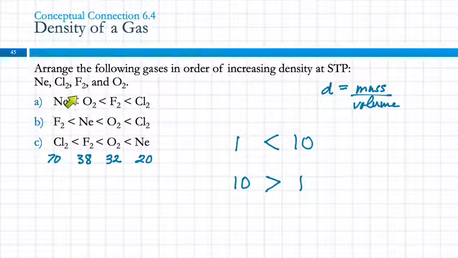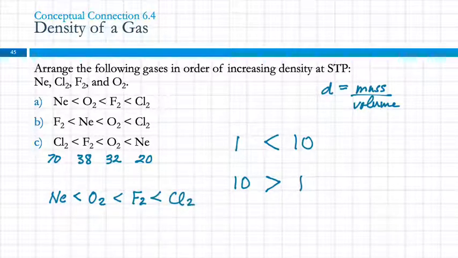So neon's the smallest, then oxygen, then fluorine, then chlorine. So we need to pick the one that's correct. Well, instead of trying to evaluate each of those, it might be best to just write it out ourselves and then find the one that matches. Which of these is the smallest? Neon. So neon first, and then the next biggest is oxygen, and the next biggest is fluorine, and the very biggest is chlorine. So then I need to find the one that matches up, and that's going to be A. Yes?